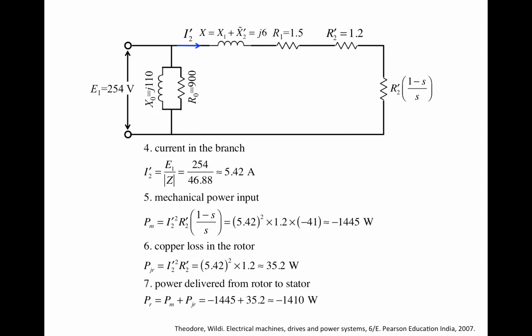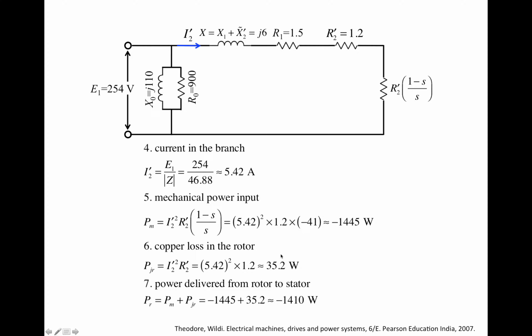There are losses. We have to account for those losses, right? So the first loss is the copper loss in the rotor. So the rotor has some resistance, right? That's R2 prime. So I2 prime squared times R2 prime, that's the copper loss inside the rotor, which is about 35.2 watts, right? So the rotor is going to receive this much power from the mechanical world, and then it's going to dissipate this much power because of its own resistance.